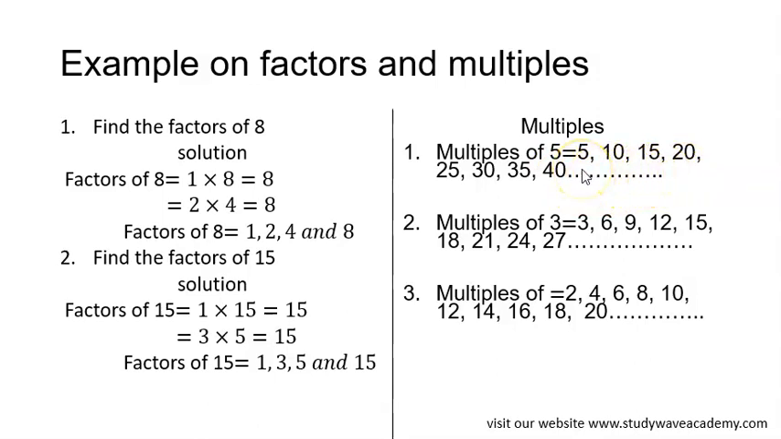So 5 times 1 is 5, 5 times 2 is 10, 5 times 3 is 15. It keeps on going. So we are multiplying 5 by whole numbers.